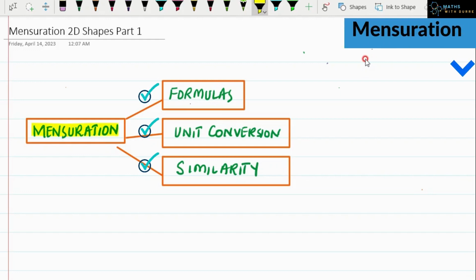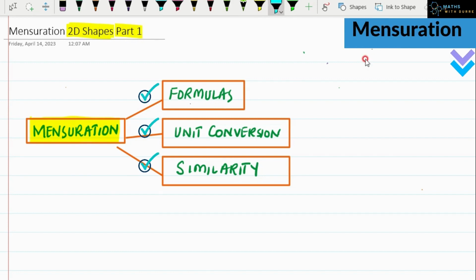Mensuration is basically a branch of mathematics in which we study all about geometrical shapes, 2D shapes and 3D shapes. We need to learn how to calculate the area and perimeter of 2D shapes, and the volume and surface area of 3D shapes. As we have started part 1 here, we will discuss all about 2D shapes first. Okay, so let's make a start.